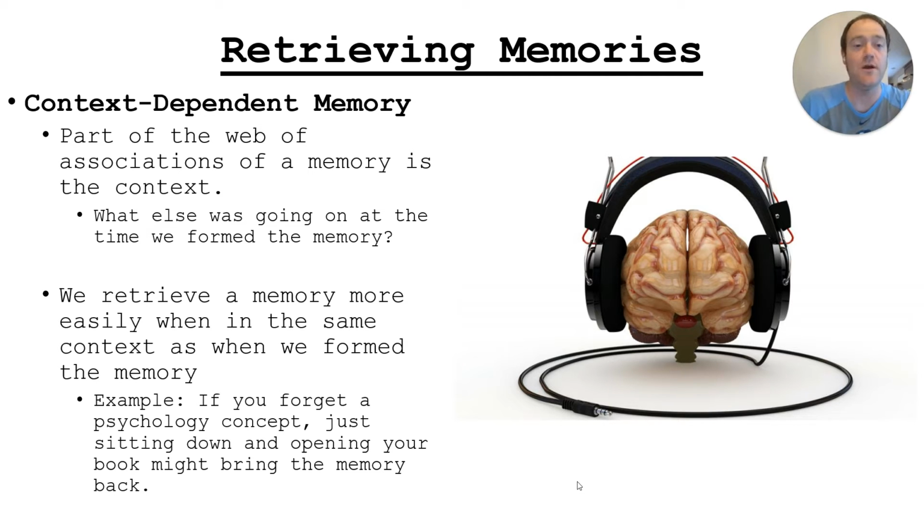And what this says is that we tend to recall memories easier if we are put in the same context in which those memories were made, which sounds a little weird. But basically what this means is that if you put yourself into the same context, your environment, the people you were around, whatever, as when the memory was made, it is usually easier to recall that memory.